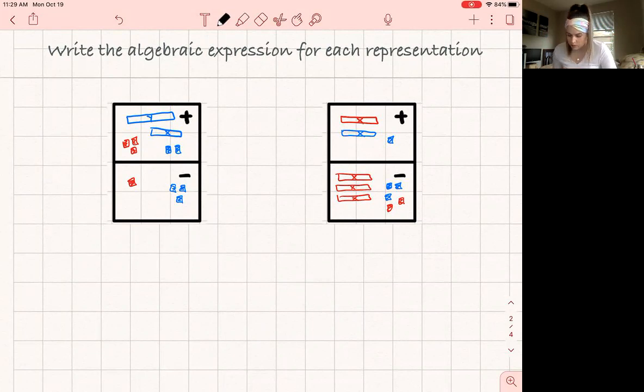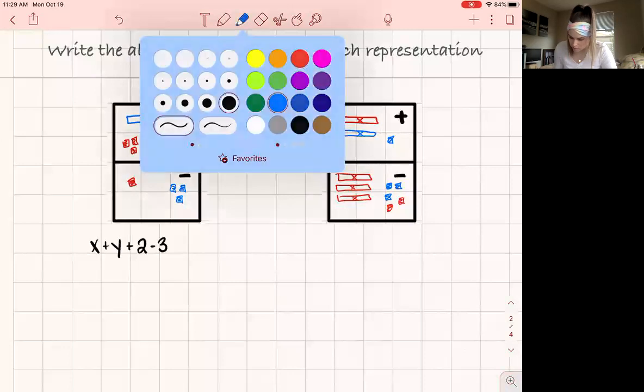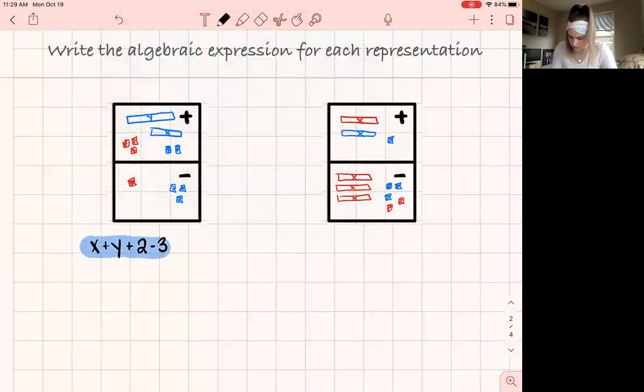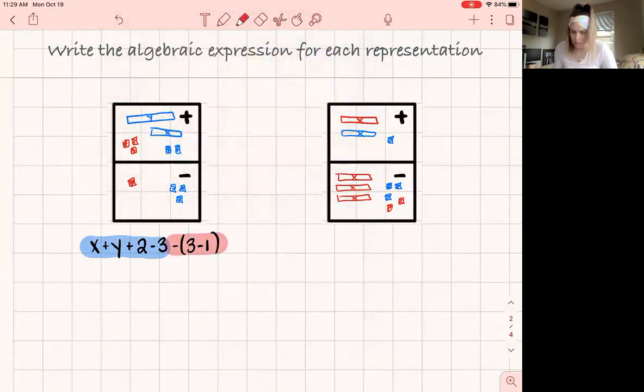All right, so if you wrote this first one the way we want it, I have a positive x tile in the positive zone. I have a positive y tile in the positive zone. I have 2 positive unit tiles and 3 negative unit tiles. So there was my positive region. Then in the negative region, I have 3 positive unit tiles and 1 negative unit tile. Now these can be simplified, but we're actually going to work on that on Thursday. But that's ideally what you should have written.